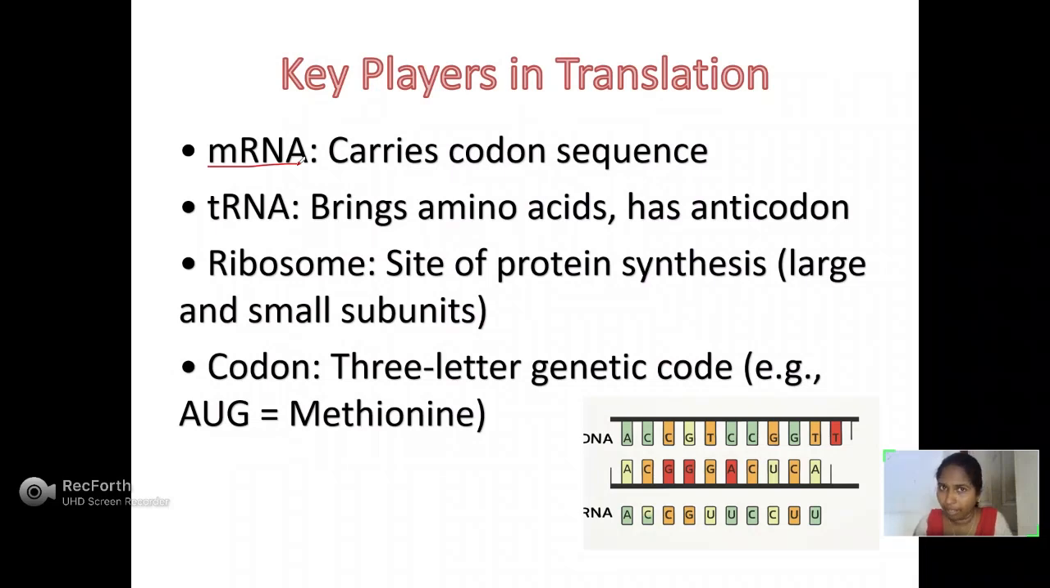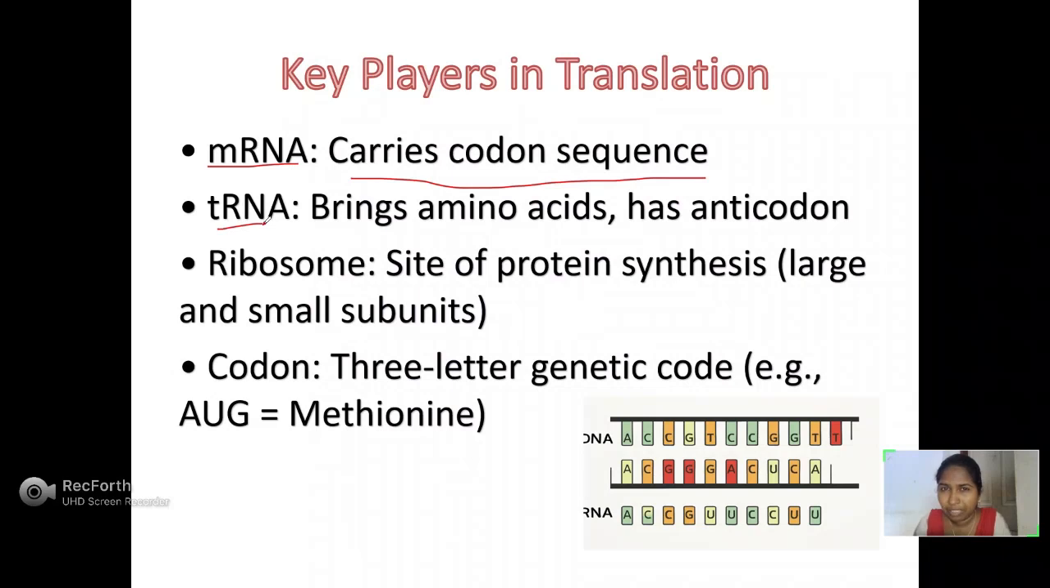And mRNA is the messenger RNA, which has some message, which codes for some message. It carries a codon sequence. It's a message which comes in a codon form. The messenger RNA carries a message in a codon sequence, and the key player in translation is the messenger RNA.